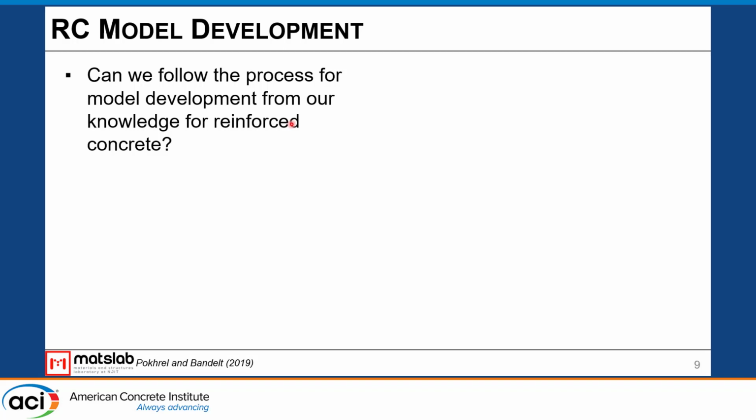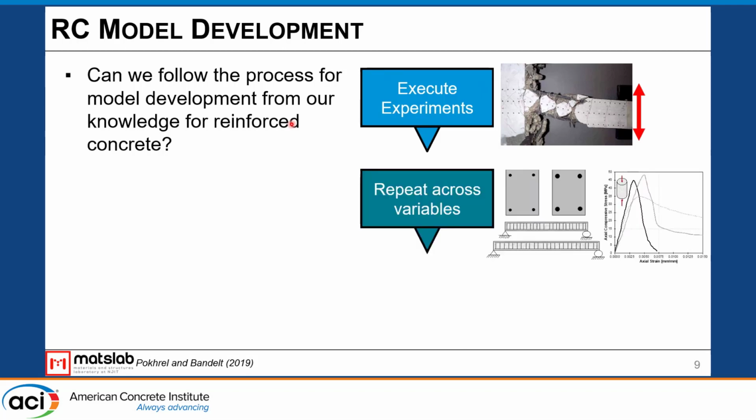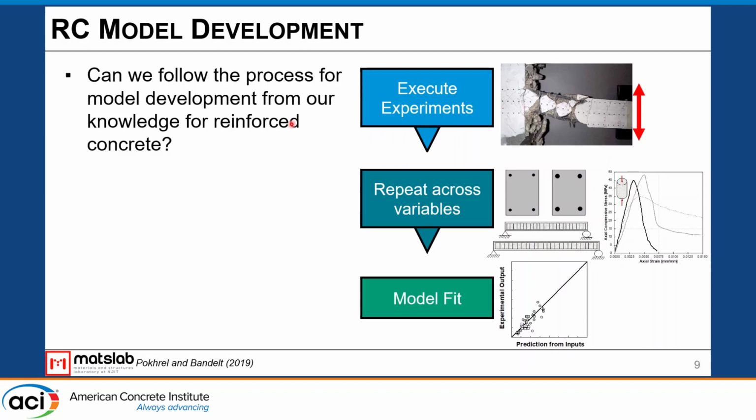So for reinforced concrete, what's been done in the 20th century and the early 21st century is, we execute a series of experiments and we repeat those experiments across a range of variables. So maybe we're changing how much reinforcement is in there, or span to depth ratio, or compressive properties, whatever it might be. And then we fit some sort of model to that.